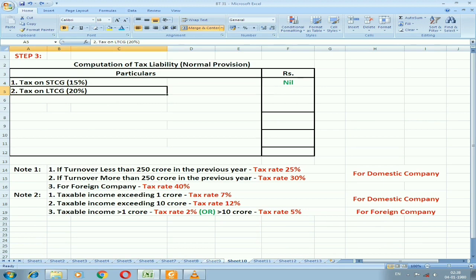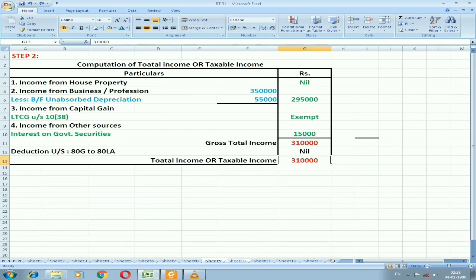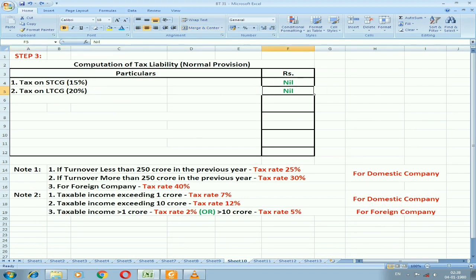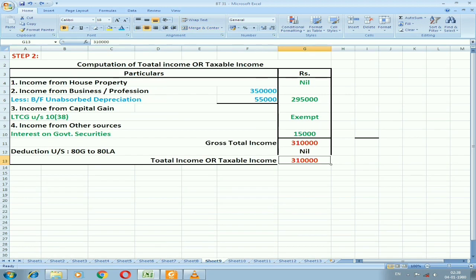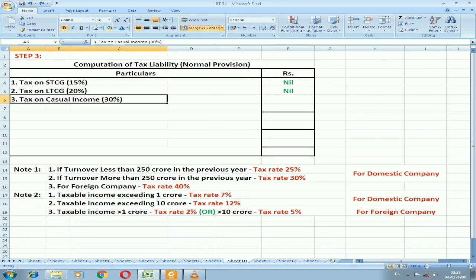We don't have a long-term capital gain also because it is exempt. So that is the reason it will be nil. Then casual income also we don't have. So apart from that, we have other incomes, that is tax on other income.